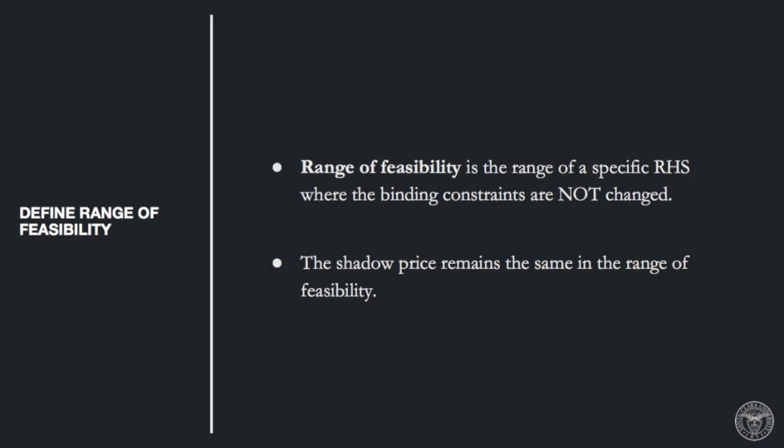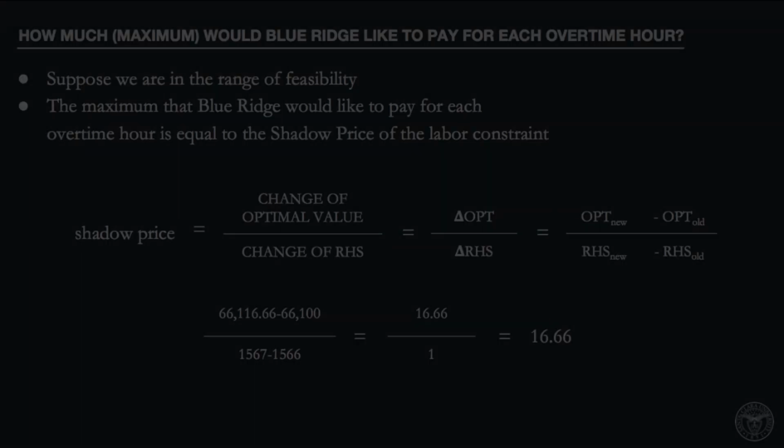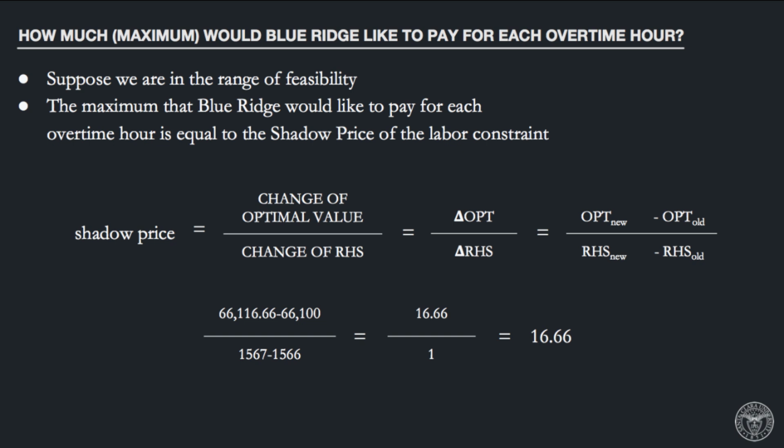In order to have the same shadow price, we need to define another concept called range of feasibility. The range of feasibility refers to the range of a specific right-hand side value in which we have the same binding constraints. When we have the same binding constraints, we are going to have the same shadow price. In other words, the shadow price remains the same in the range of feasibility.